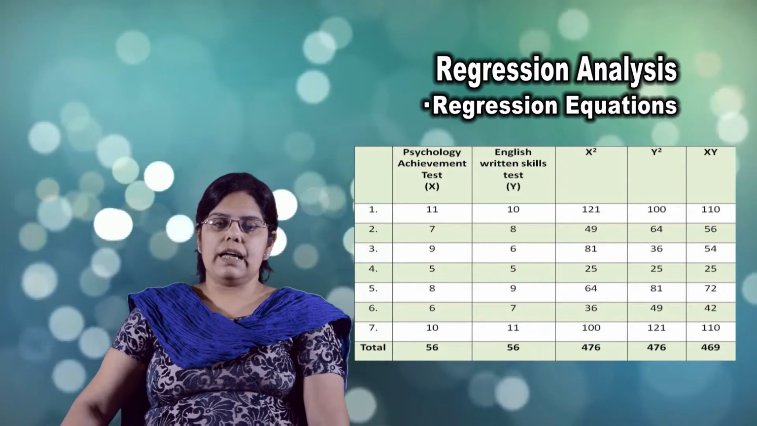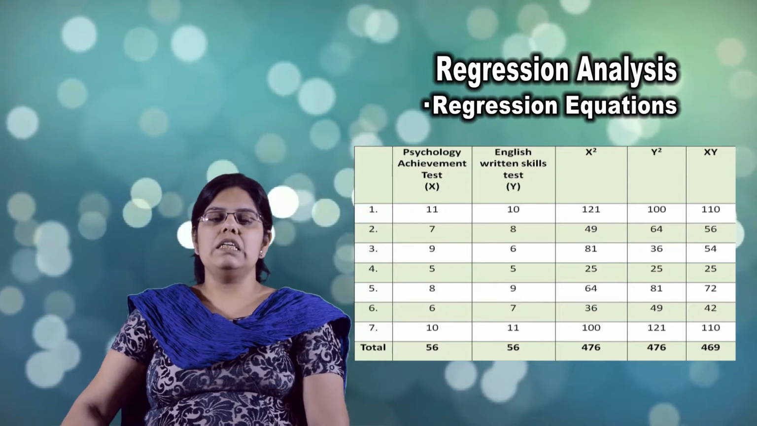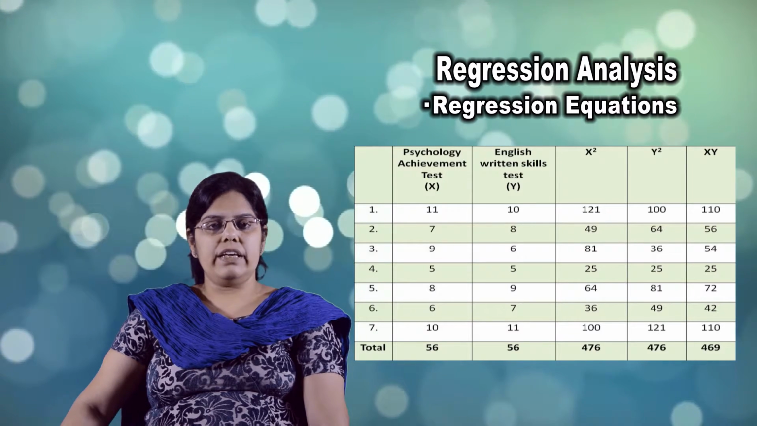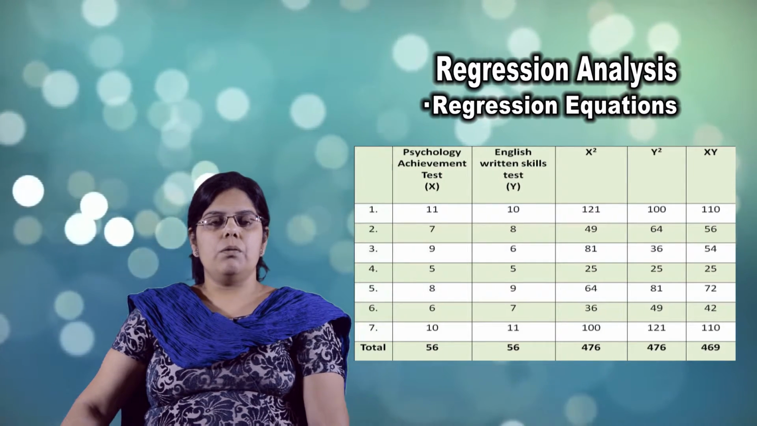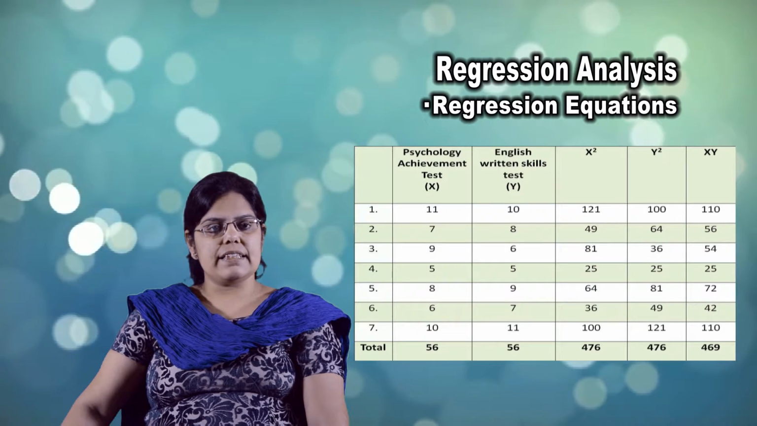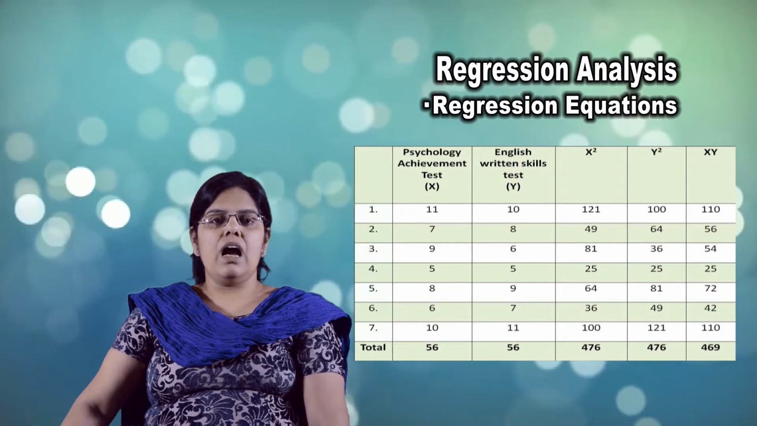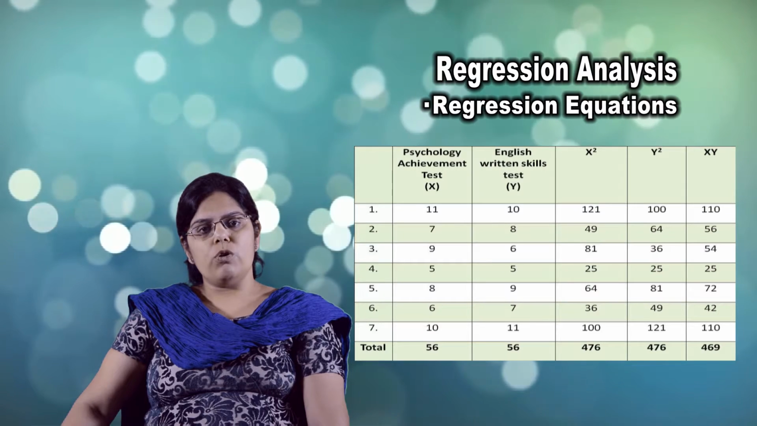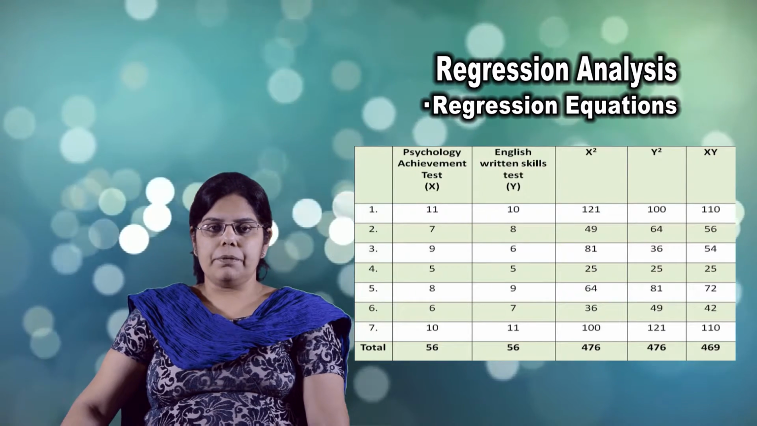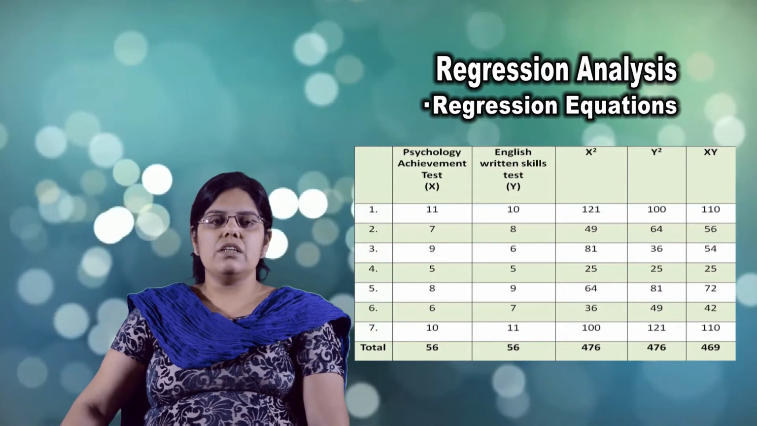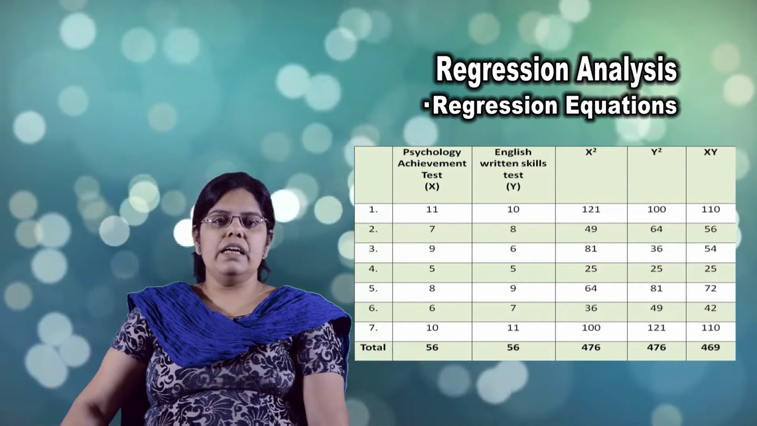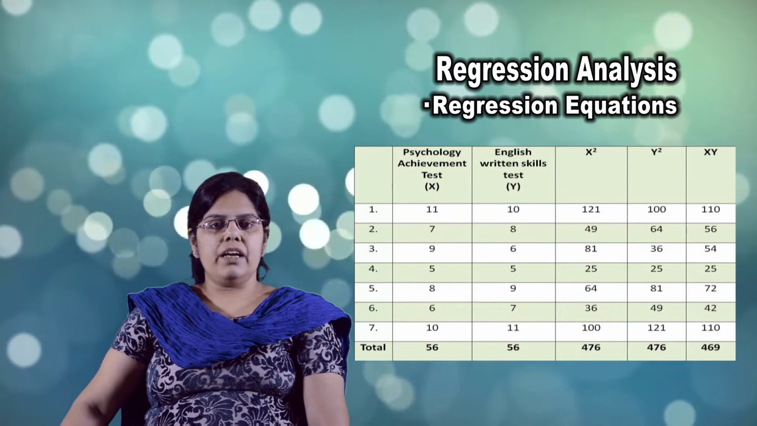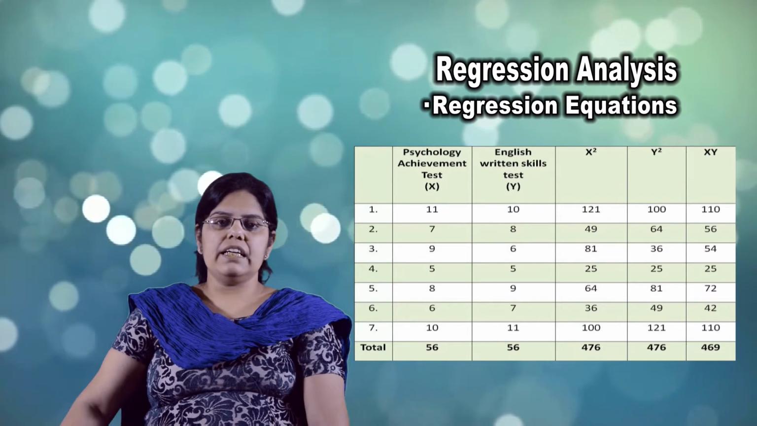The equation which describes the line of regression mathematically is known as the regression equation. The regression equation of y on x is represented as y is equal to a plus bx, where a and b are constants called regression coefficients. b is equal to the slope of the line and a is the intercept. Similarly, the regression equation of x on y is expressed as x is equal to a plus by, where b is equal to the slope of the line and a is the intercept.